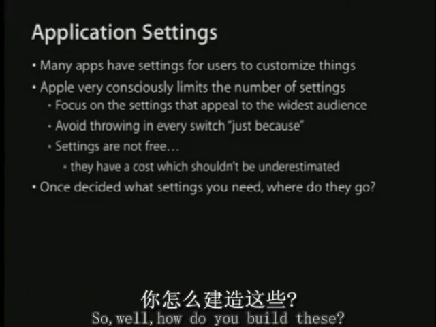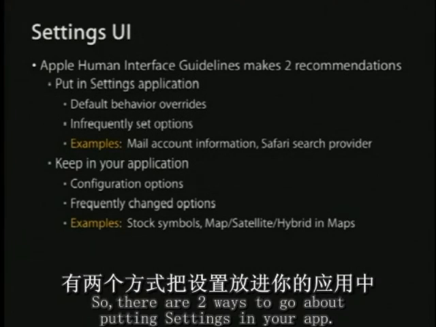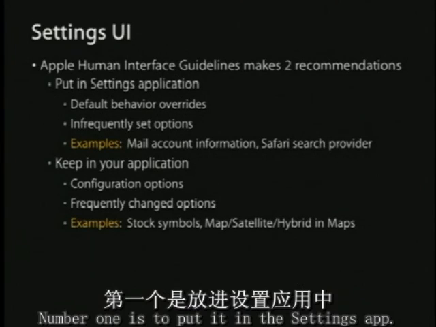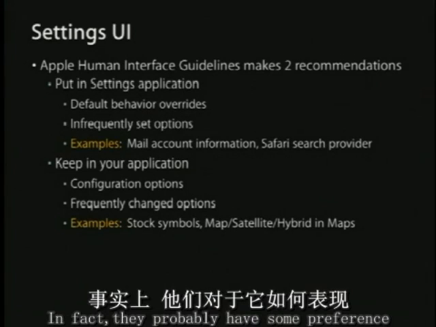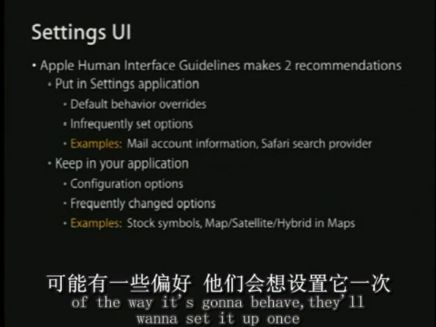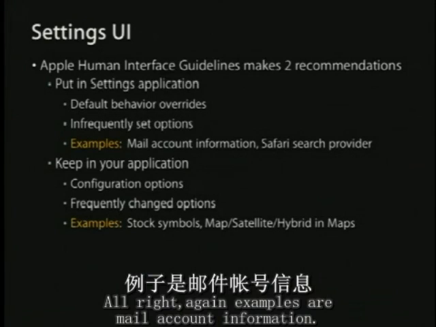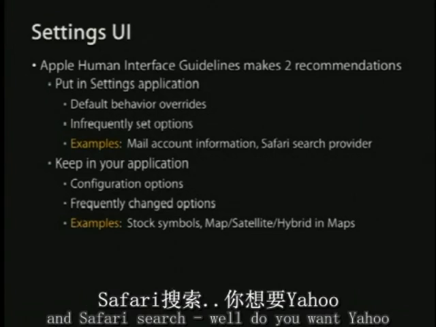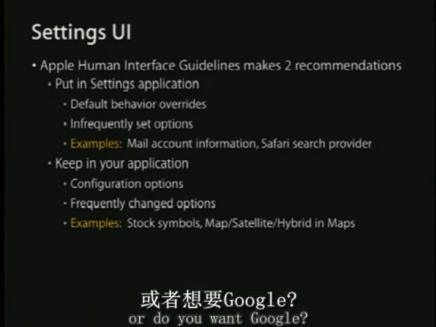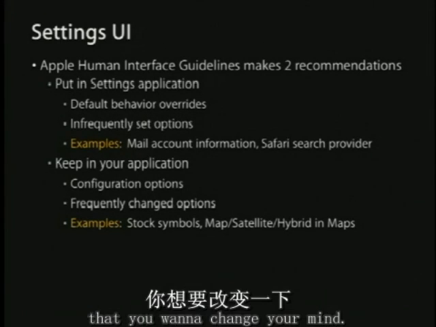Well, how do you build these? There are two ways to go about putting settings in your app. Number one is to put it in the Settings app. These are default behavior overrides, and they're things that you don't want your users changing that often. In fact, they probably have some preference of the way it's going to behave. They'll want to set it up once and leave it that way. Examples are Mail account information. I'm not going to change my mail accounts frequently. And Safari search. Do you want Yahoo or do you want Google? You choose once, and it's that way until you decide sometime down the road you want to change your mind.